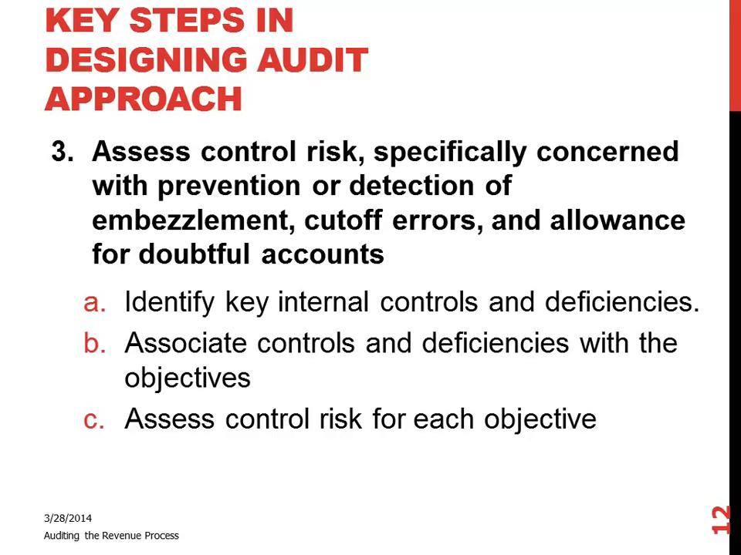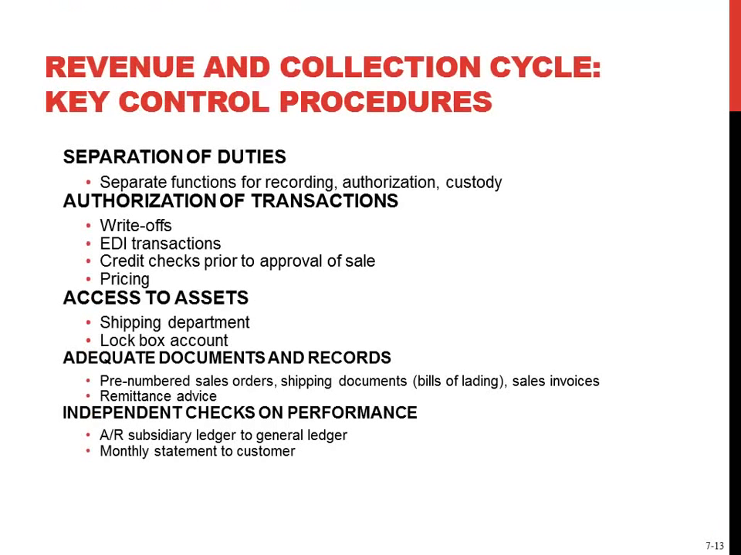Occurrence assertion. Some key controls, as I said, would be segregation of duties, separation of duties. Again, remember, separation of duties is that there are controls in place to ensure that no one person can perpetrate and then conceal a fraud, or make an error and conceal that error. Other things would be authorization of transactions.